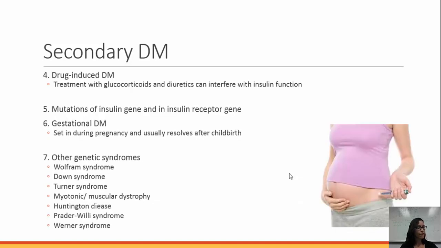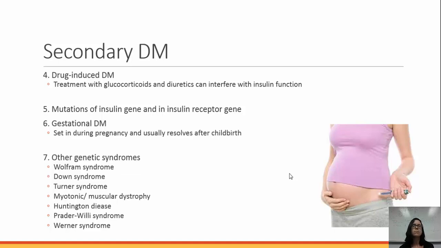Okay, we can also have drug-induced diabetes. Chronic taking of certain medications, including glucocorticoids and diuretics, can interfere with the function of insulin. Mutations of the insulin gene and insulin receptor gene can also cause it. I'm sure we are all somewhat familiar with gestational diabetes, which sets in during pregnancy.